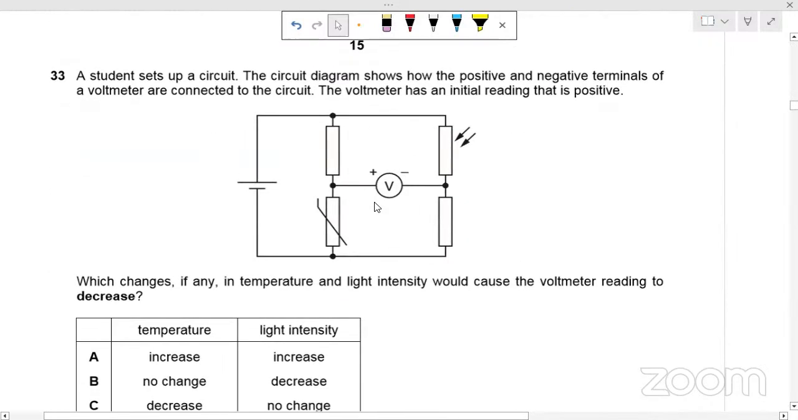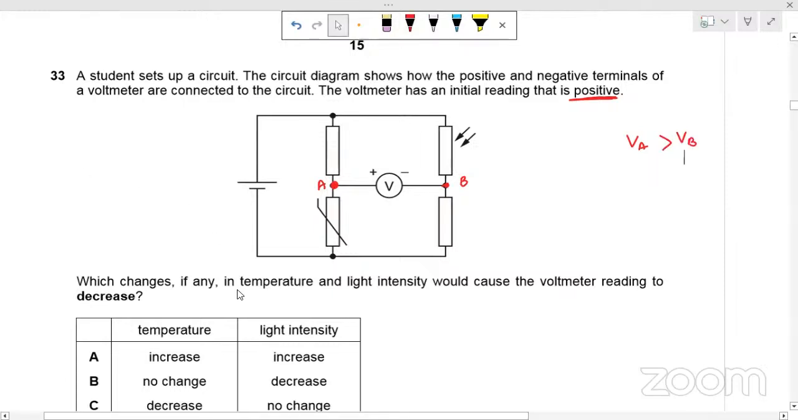A student sets up a circuit. The circuit diagram shows how the positive and negative terminals of the voltmeter are connected to the circuit. The voltmeter has an initial reading that is positive. This is the voltmeter, you can see. It measures the potential difference between these 2 points, let's call them A and B. If that indicates a positive reading, then the voltage at A must be greater than the voltage at B.